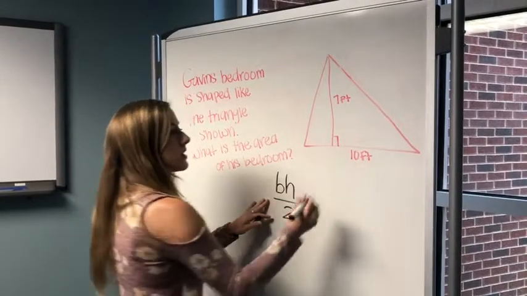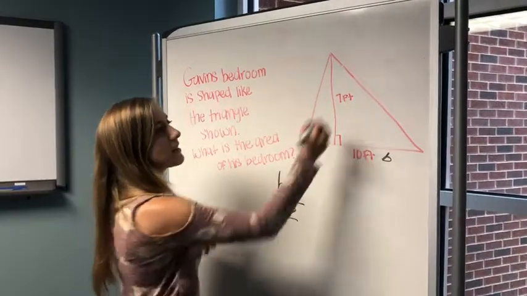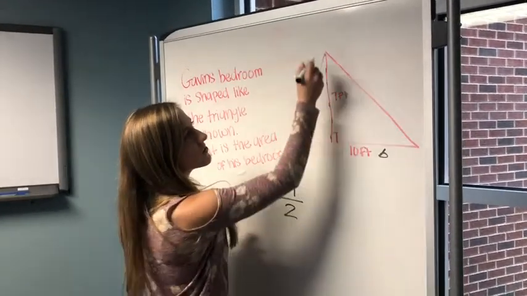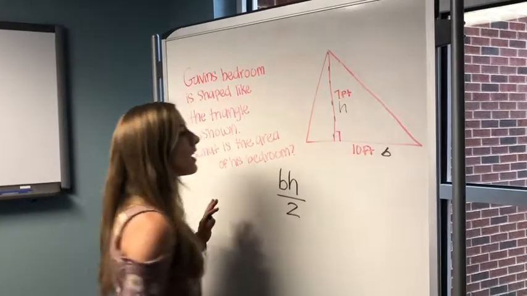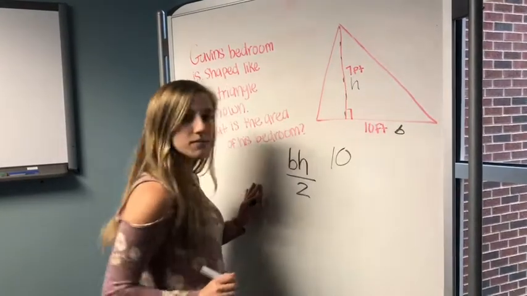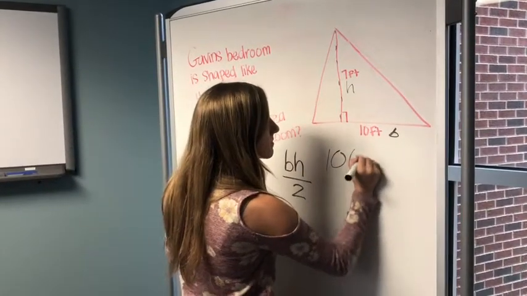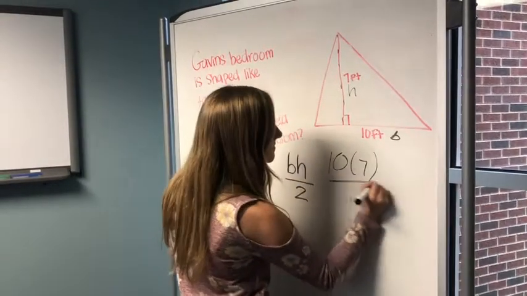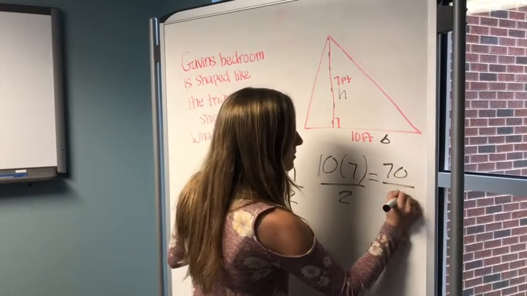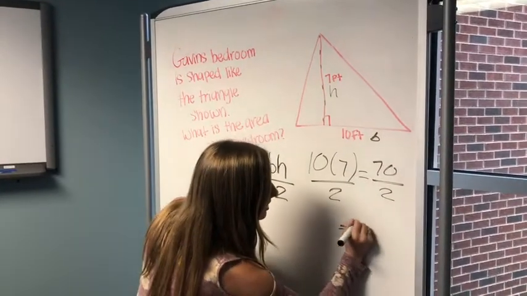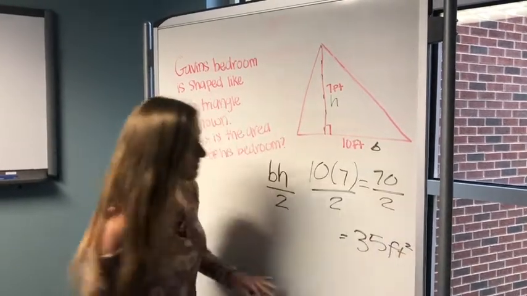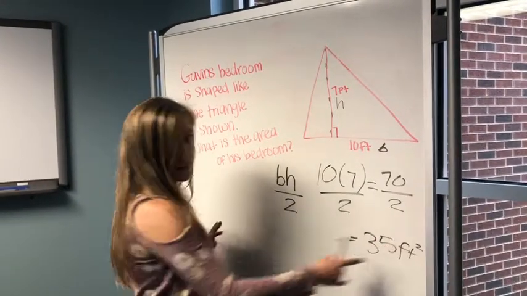And our base is going to be 10, so we're going to label that. And our height is this 7 right here, because this is the straight line that connects from the base to the top of the vertex, so this is our height. And now we're going to plug those numbers in. So we have the base, which is 10 times 7 divided by 2. So then that equals 70 divided by 2, which equals 35 feet squared. I don't know if you can see it over there. And don't forget that squared because it's area.